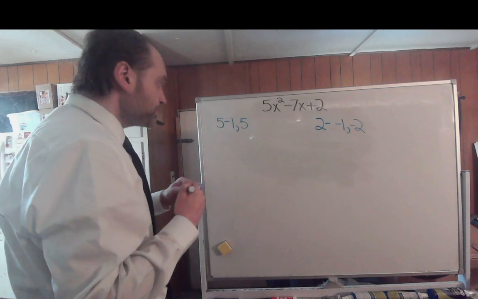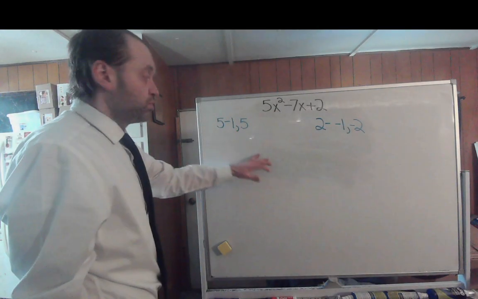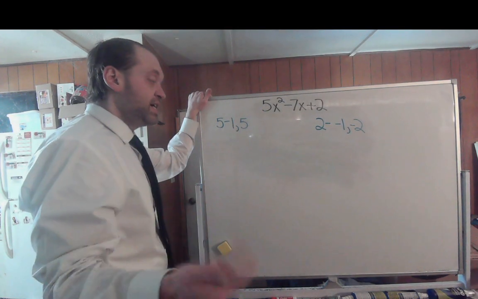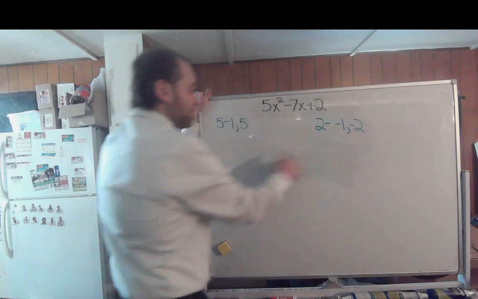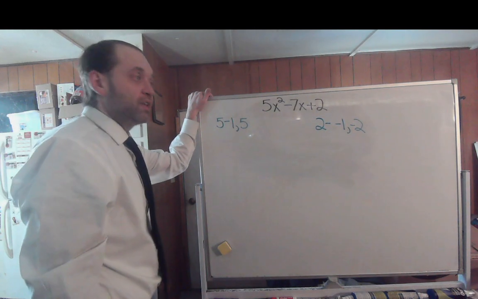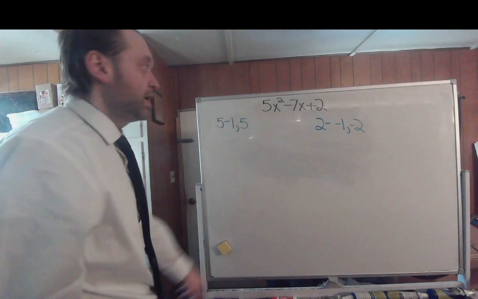Now, here's the question. We need to see if this works. So if we take 5 times -2, we get -10, plus 1 times -1. Well, that would be -10 minus 1. That would be -11. That would give you a middle coefficient of -11. That definitely doesn't work, right?